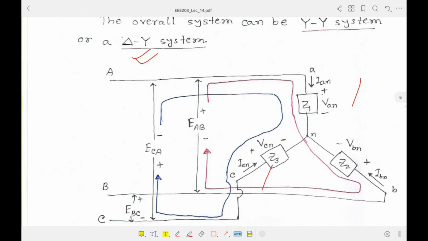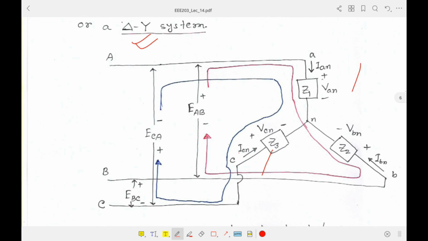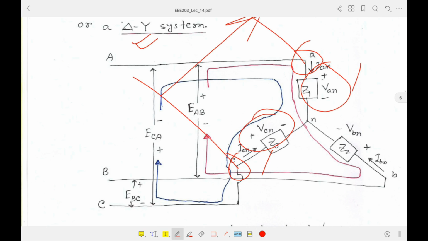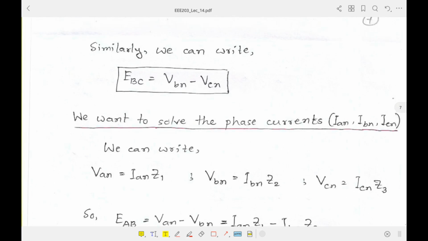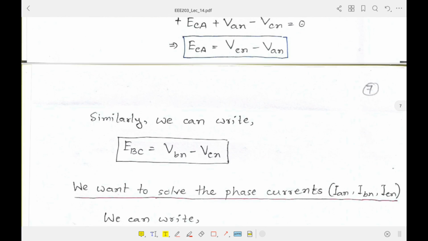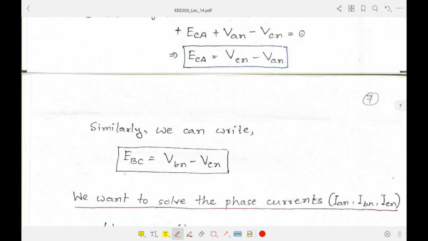ECA. So if you want to calculate ECA, from C to A, I can say this is basically VCN minus VAN. Since this voltage ECA is from here to here, I can say this voltage plus this voltage. So this is basically a KVL. From there we can write this expression, and also we can write the expression for EBC.